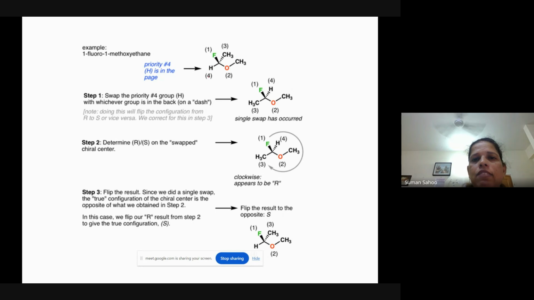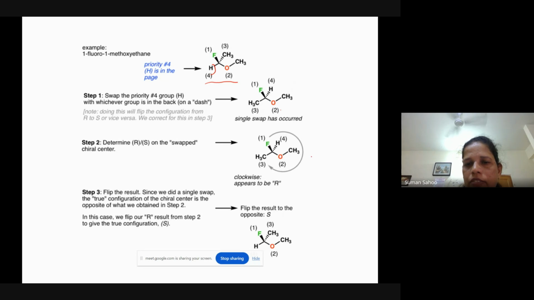So in that case, here, hydrogen is in the plane, not on the solid or dashed wedge. So what you do is just swap this hydrogen with whichever group is actually on the dashed wedge. Here CH3 is on the dashed wedge, so you swap the positions and then assign the priority. We know that chlorine's atomic number is more compared to oxygen, so that comes first, then oxygen, then carbon.